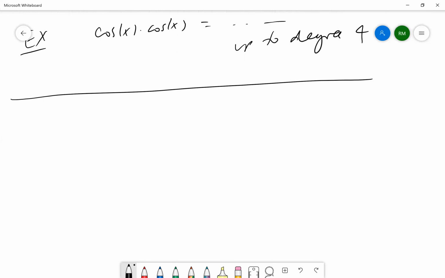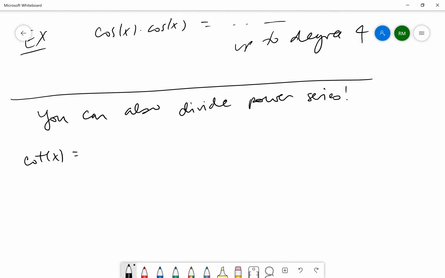So you can divide power series too. It's just like dividing polynomials. So let's find the series for the cotangent of x, which is the cosine over the sine of x. No, I lied. Let's do a different one. Let's do the tangent of x, which is the sine of x over the cosine of x.